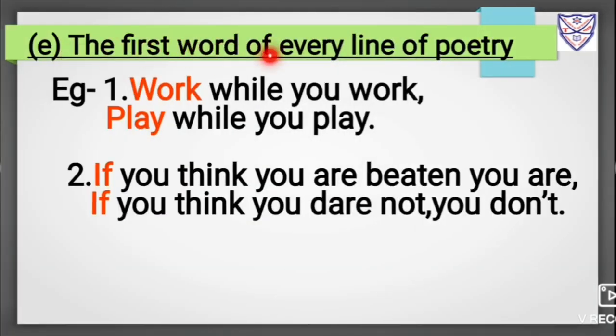Now, the first word of every line of poetry. For example, first one, Work while you work, play while you play. So these two sentences are in the form of poetry, or we can say they are poems. Therefore, the first word, that is work, W will be capital, and P of play will be capital.